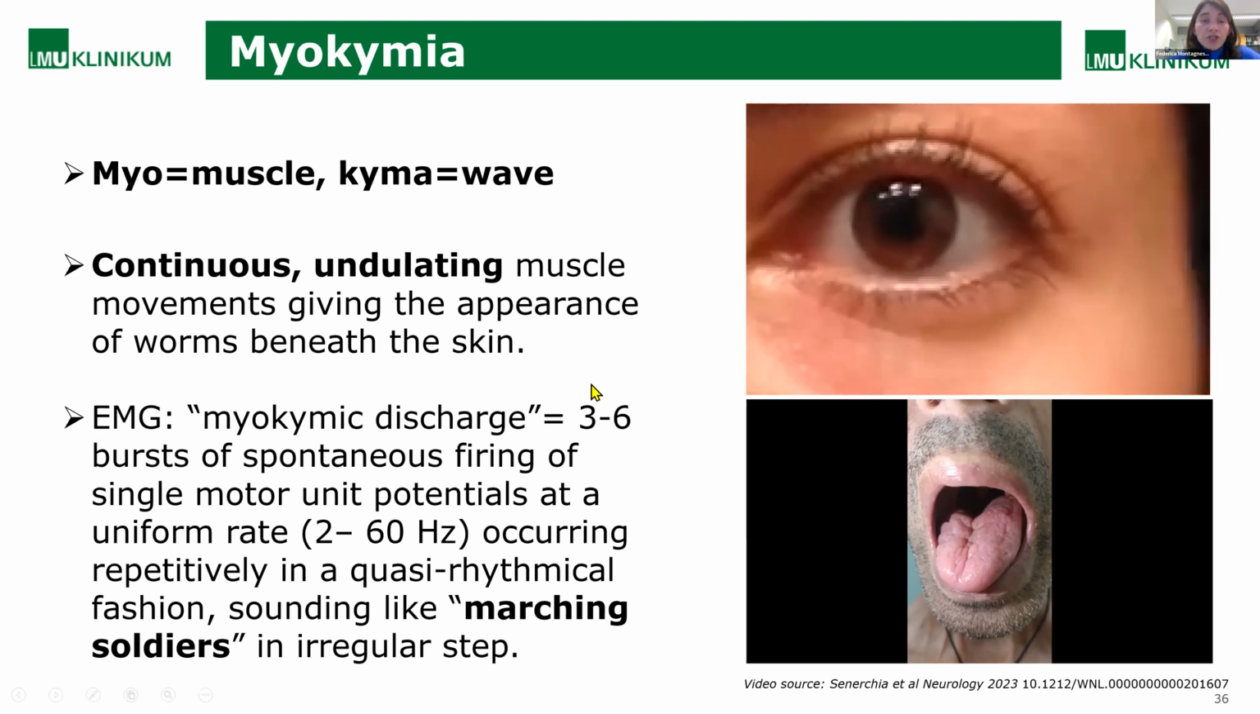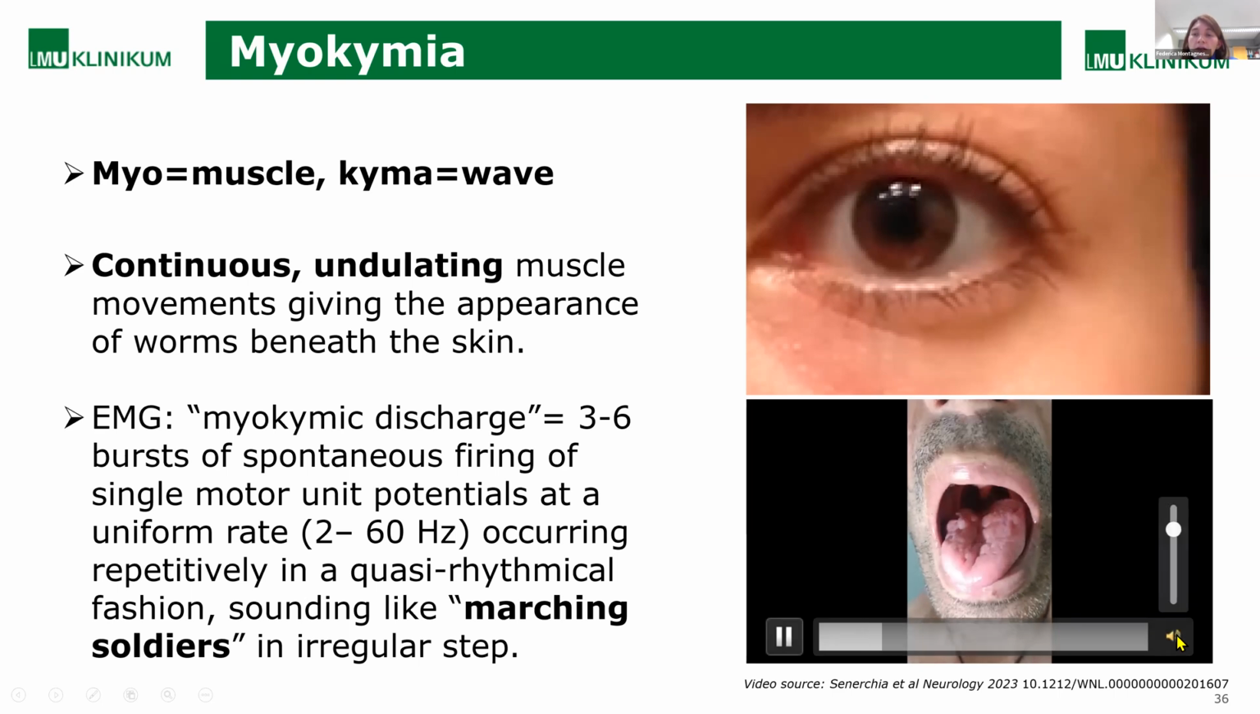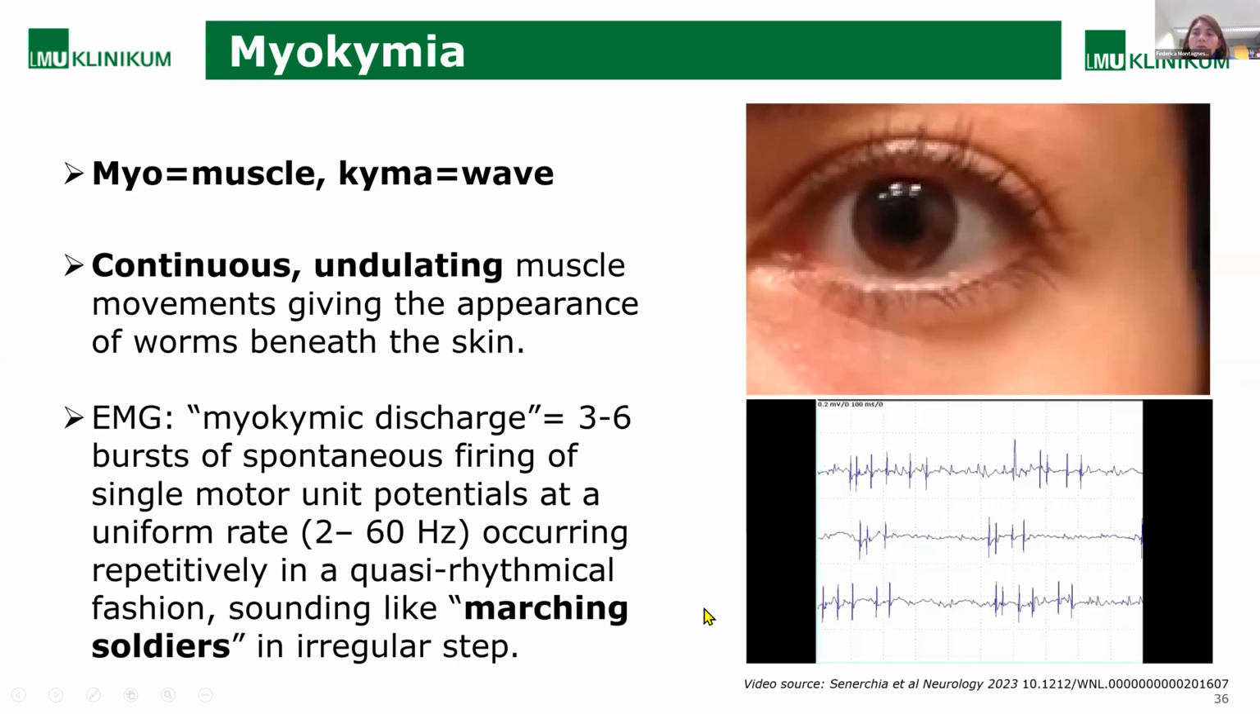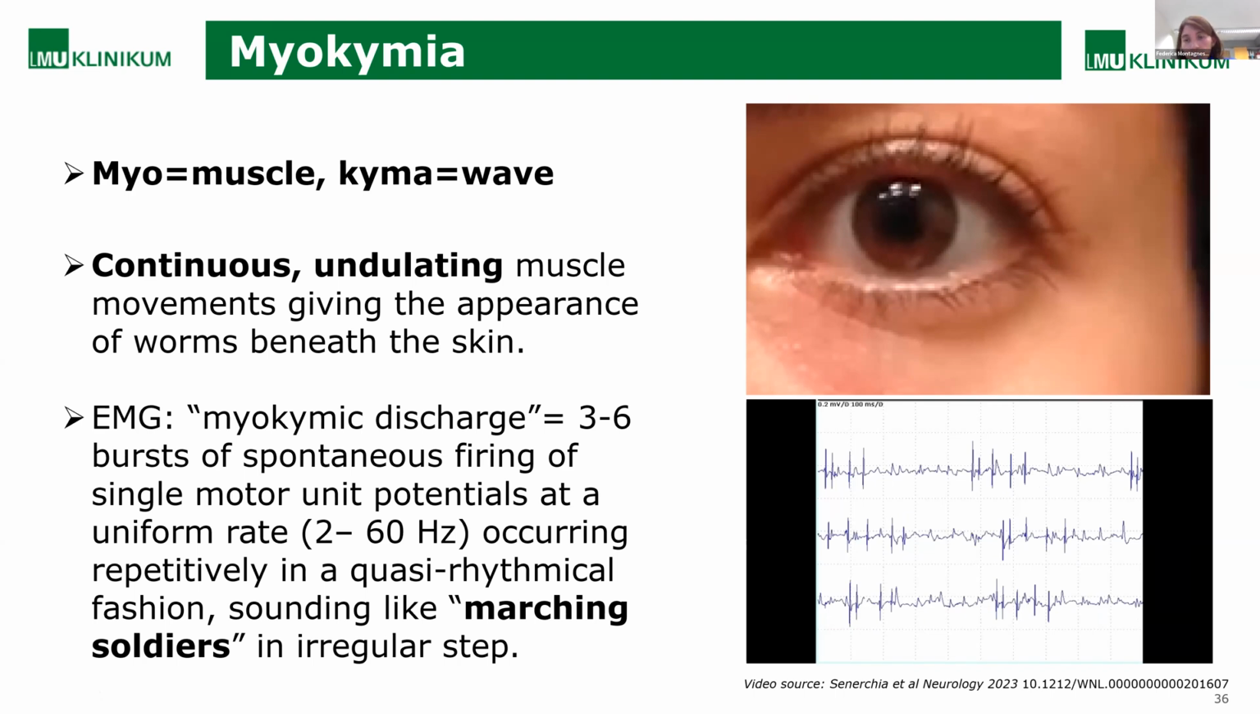And we have in EMG the typical counterpart of myokymic discharges, which are characterized by 3 to 6 bursts of spontaneous firing of single motor unit potentials at a uniform rate, which occur quite repetitively and give these sounds like marching soldiers that we might see in this video, where the patient has another form of focal myokymia after radiation involving the right side of the tongue. And on EMG, you can hear the typical sound of these marching soldiers.